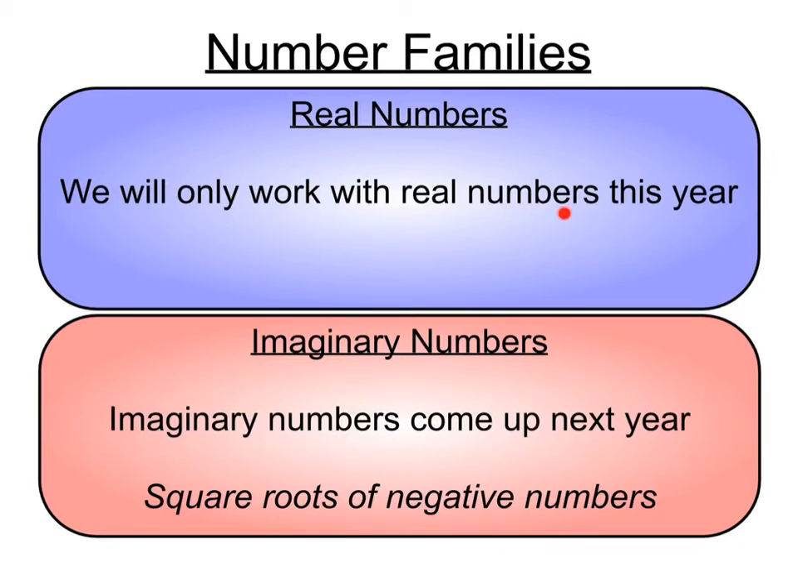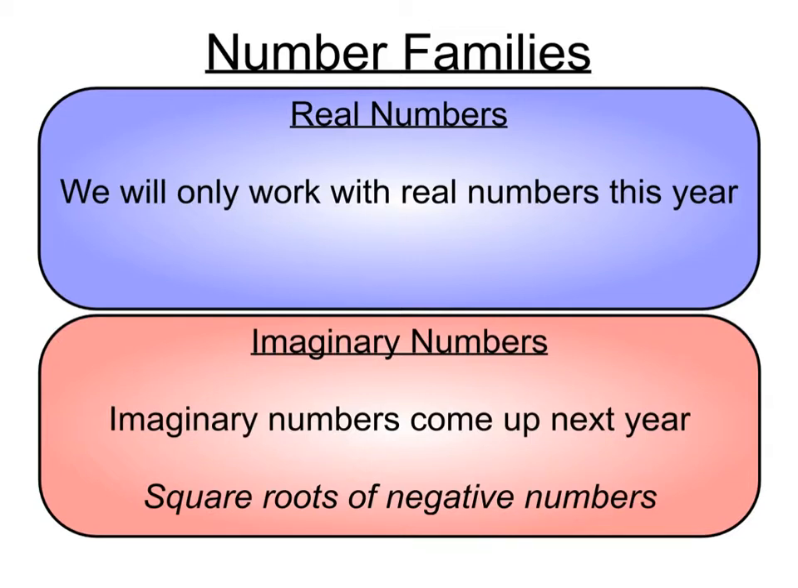Real numbers are the only ones we're working with this year. But the other type is imaginary numbers, also referred to as complex numbers. Imaginary numbers, I'm going to save those for next year's work. So they come up somewhat in Algebra 2. They also come up more in later classes past there. But basically, imaginary numbers occur when you try to take the square root of a negative number.